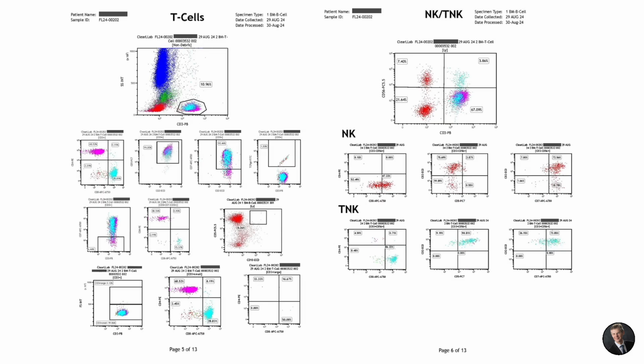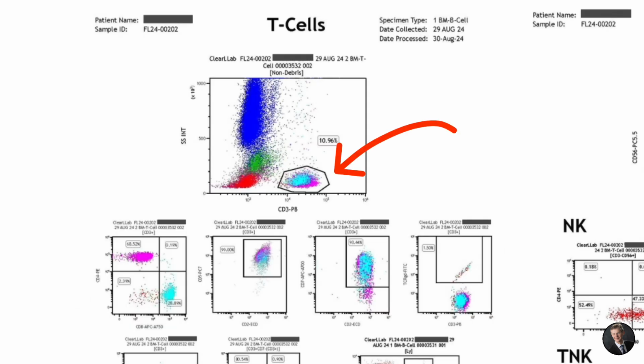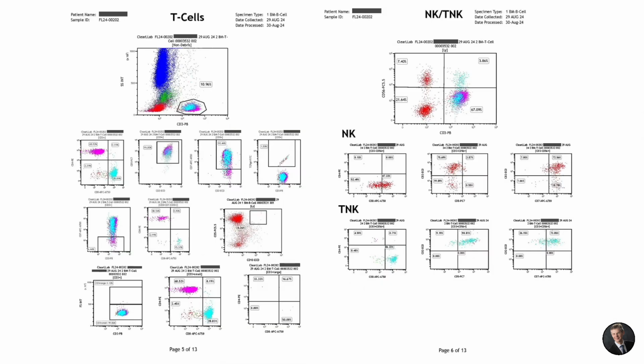Pages 5 and 6 are dedicated to the analysis of T cells and NK cells. The first histogram on page 5 isolates the T cells based on their CD3 expression. The T cells are then further analyzed for the CD4 and CD8 subsets and the presence or absence of the pan-T cell markers CD2, CD5, and CD7. In page 6, the NK and TNK cells are separated and further analyzed.